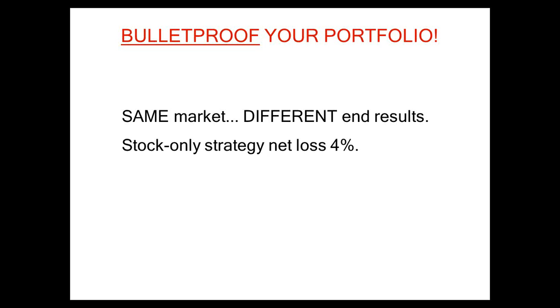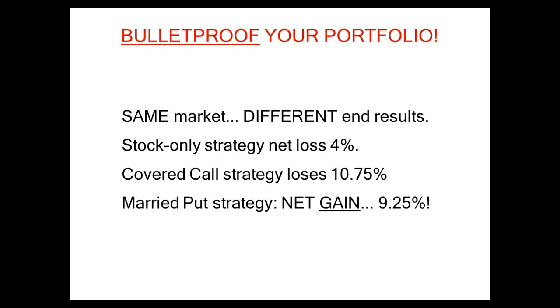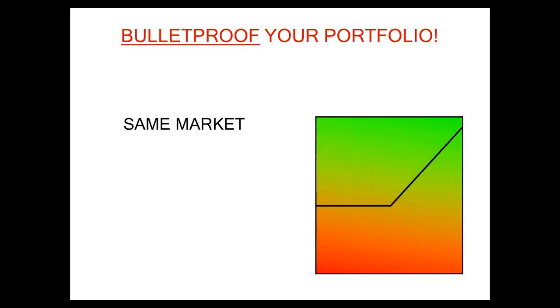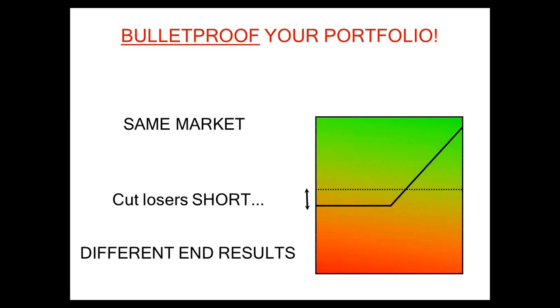The stock-only strategy had a net loss of 4%. Covered call strategy had a much greater net loss. Married put strategy, the only one of the three that had a net gain. And it's because we're practicing cut your losers short, let your winners run. That's why. Okay? All right, good.